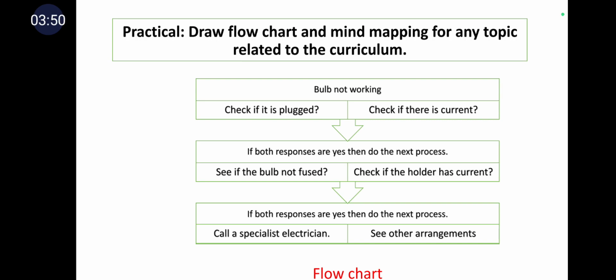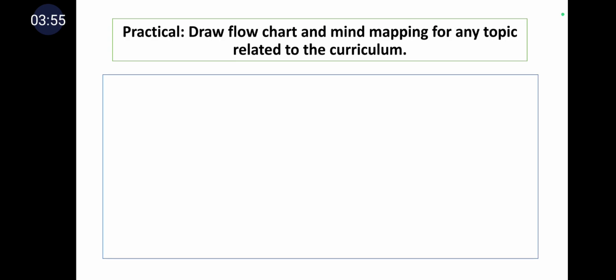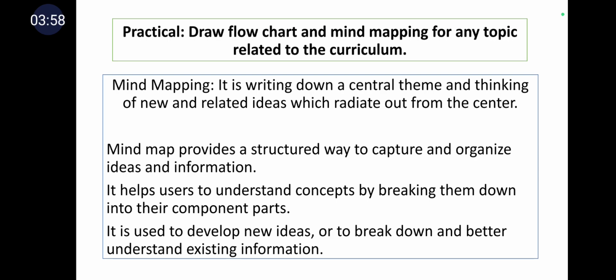So from that point of view, you have to complete this particular practical. Not only the flow chart, you should also know mind mapping. Now what is a mind map? A mind map is writing down a central theme and thinking of new or related ideas which radiate out from the center. For example, if I have to prepare a mind map of Mumbai, then I'll write Mumbai. Then what radiates out of it? Population, local trains, 24-hour jobs. These are the different branches of one central idea, that is Mumbai.